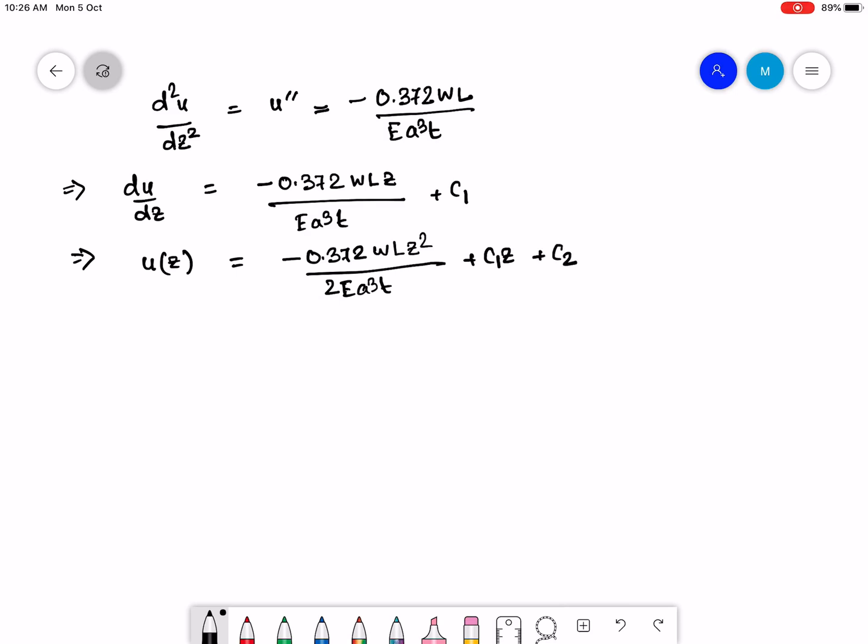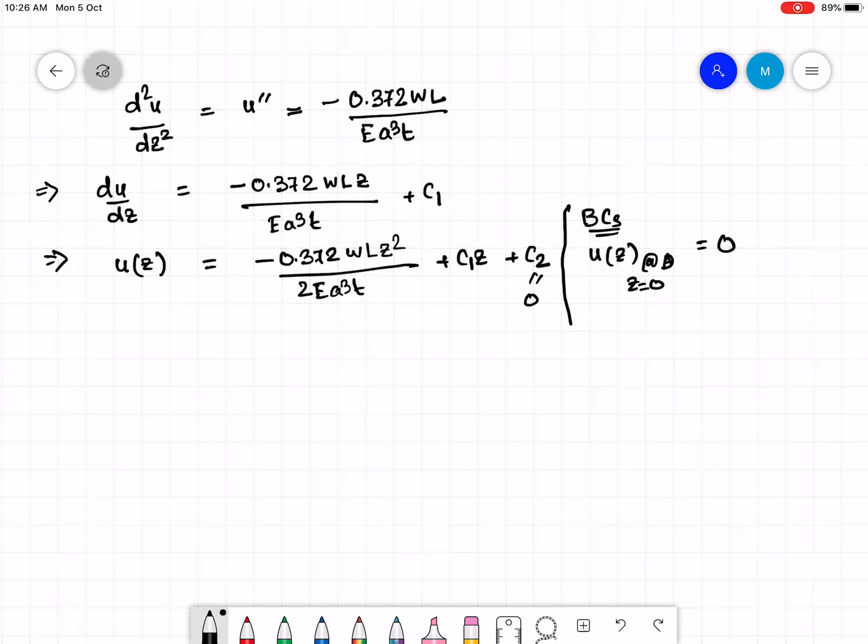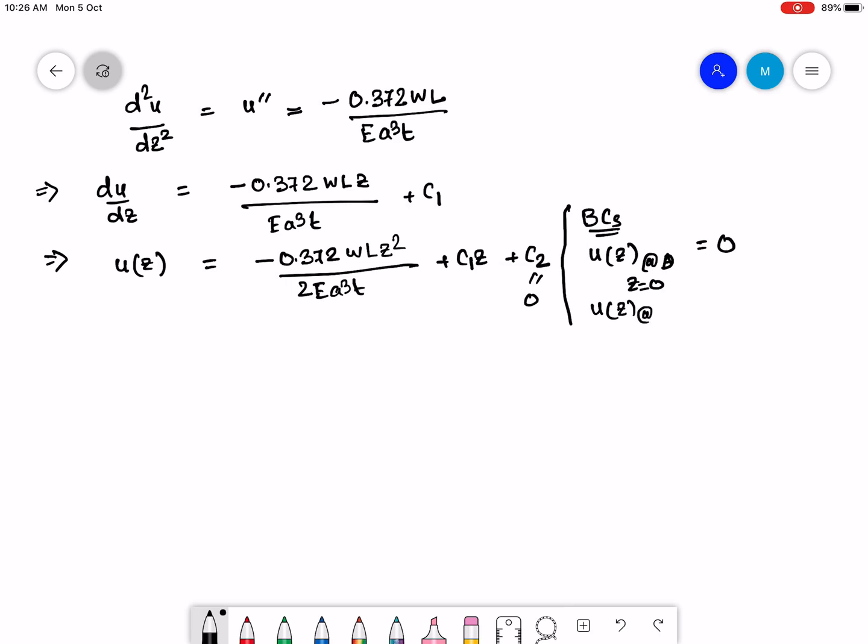Now I have to apply the boundary conditions here. So the boundary condition says that U(z) at D, where z is equal to 0, is equal to 0 because it is simply supported. So that is going to give my C2 to be equal to 0. Now the other boundary condition is that U(z) at B, where z is equal to 2L, is also equal to 0. So that is going to give me the value of C1.